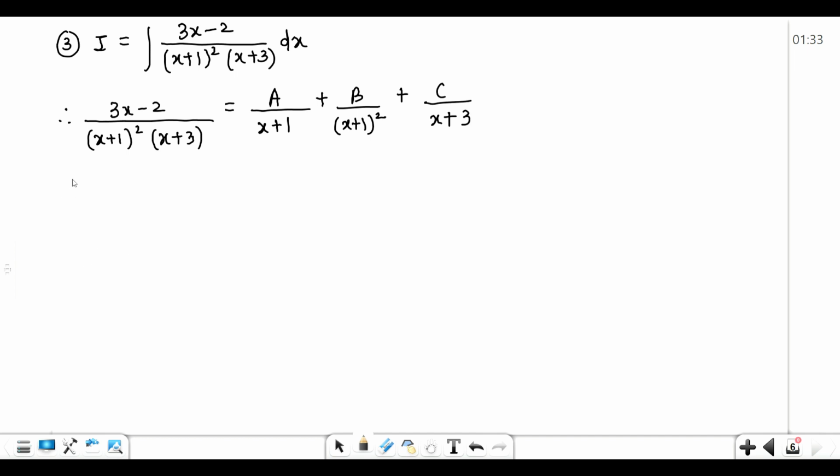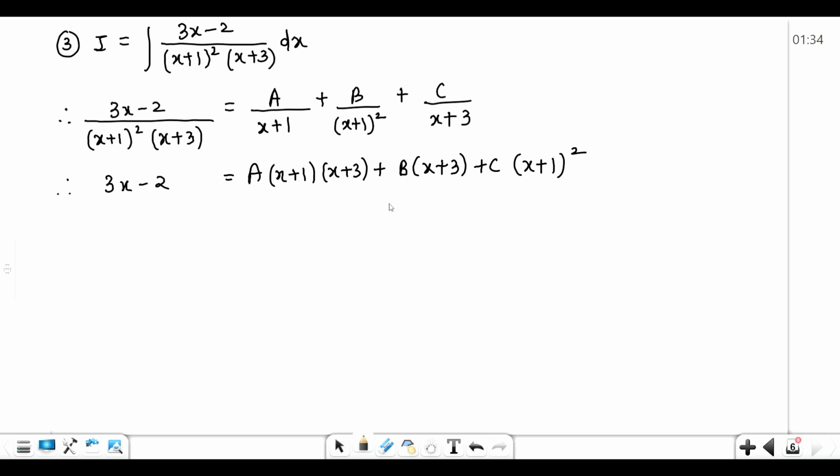Now we are multiplying both sides by (x plus 1) the whole square with (x plus 3). So what we are left with is 3x minus 2 equals A times (x plus 1)(x plus 3) plus B times (x plus 3) plus C times (x plus 1) the whole square. This can be considered equation 1, and this can be considered equation 2. Now let's find the values of x.